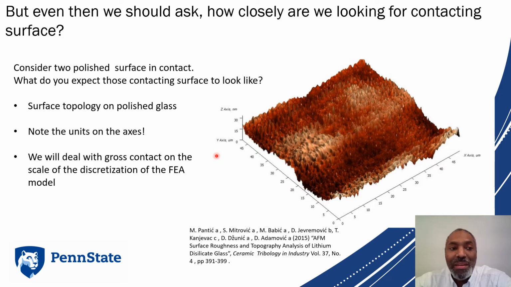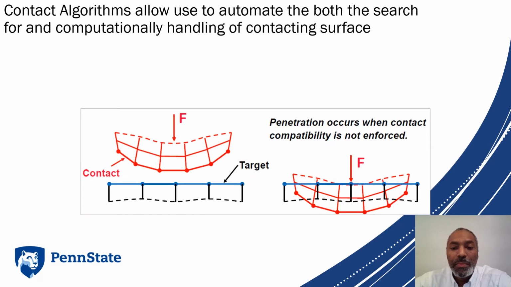Remember, the FEA method breaks a body up into small geometric parts, these elements, and then all our analyses are done on those elements. So we're really looking at, if we have two parts and they're discretized into elements, what is the degree of interaction of the surfaces of those individual elements that are in proximity to each other? All right. So what does that look like?